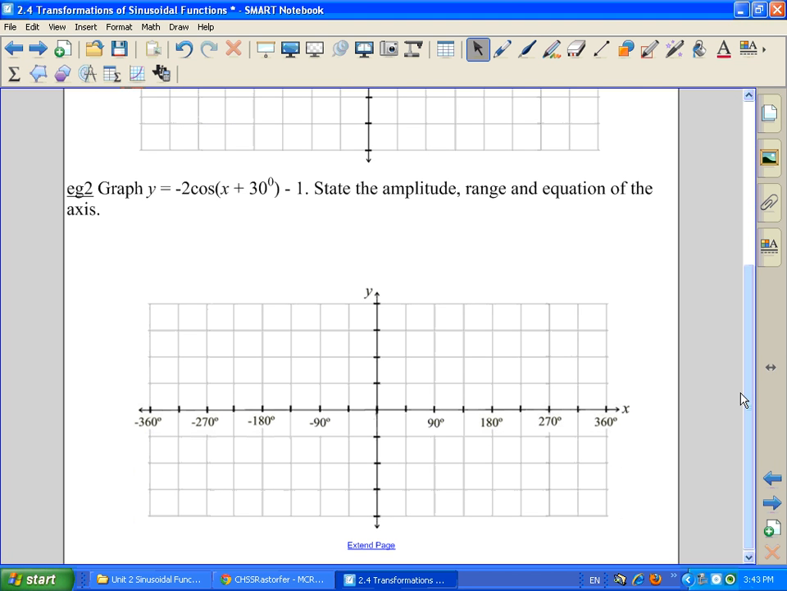Looking at this, ladies and gentlemen, we're going to start with what A, K, D, and C are. A equals -2. What does that tell us? That the amplitude is 2, but it also tells us that it reflects in the x-axis, so we've got to be careful here. Any questions there, folks? So we know our amplitude is 2 and it reflects in the x-axis. Let's take a look at K. K equals 1. Therefore, we have a period of 360 degrees.